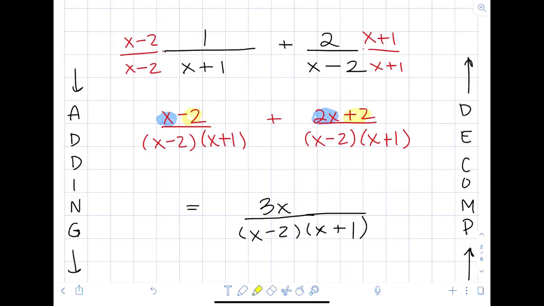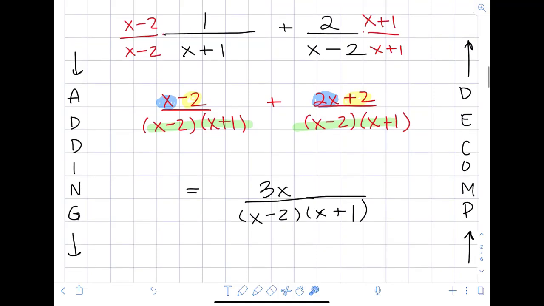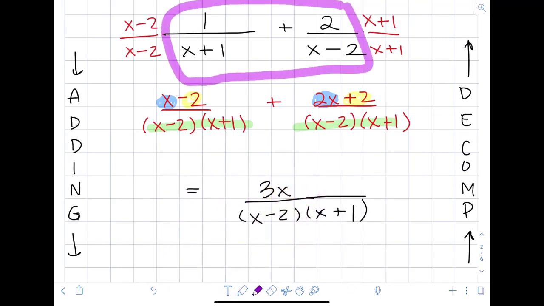Now that we have the same denominator for both fractions, we can go ahead and add. So adding our like terms, we have x plus 2x gives me 3x, and we have negative 2 plus positive 2 gives me 0. So we have our fraction, 3x over x minus 2 times x plus 1. So if we look at our two versions of this rational expression, let me highlight them. We have our starting version, and we have our final version.